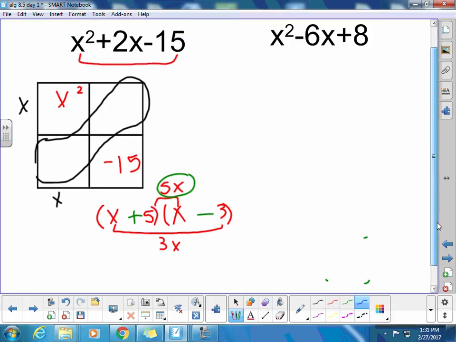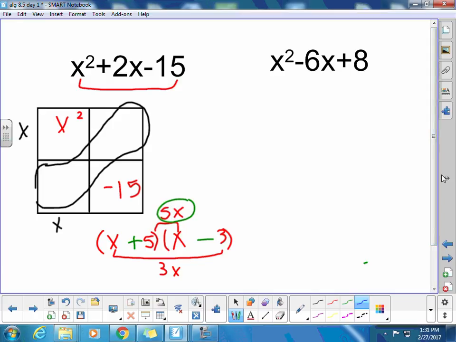So if we look up here, again, I know if I multiply two things together and get x squared, they both had to start with x. And then I look at 8. I need two things that multiply together here to give me 8, but I need the difference of them. They have to multiply together to give me positive 8, but add up to give me negative 6. So I need something times something equals 8, but something plus something equals negative 6.